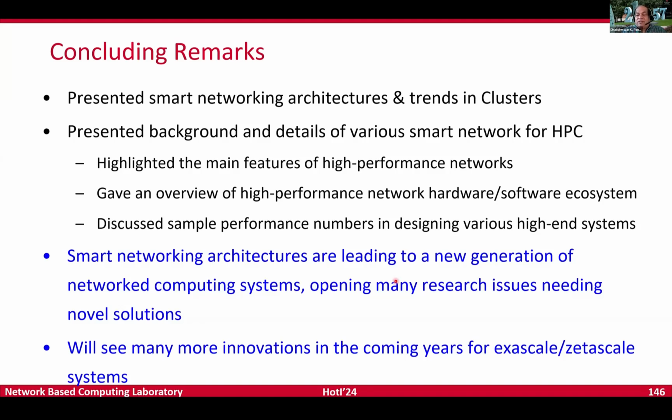Every time a new adapter comes, it opens up avenues, and unless you bring that software ecosystem ready, you don't see people trying to adopt it. And that's what our group has been working on in this area for almost the last 30 years, and we try to bring all these latest results to all of you.